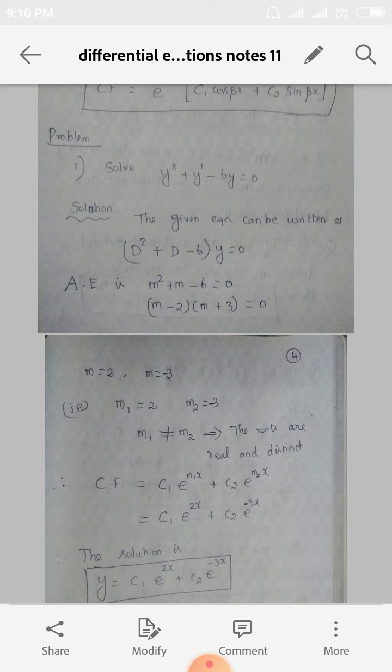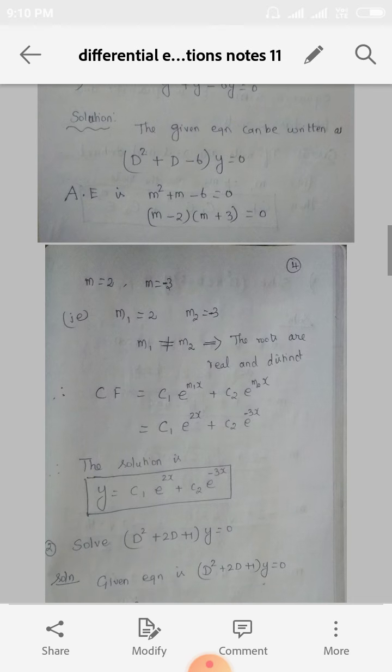The auxiliary equation is m square plus m minus 6 is equal to 0. Now we have to solve the equation. After solving the equation, we get two roots: m minus 2 into m plus 3 is equal to 0. That is, m minus 2 is equal to 0, which means m is equal to 2.